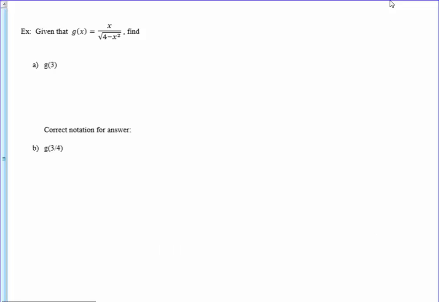Here are some more examples of function evaluation. For the first one, given that g of x equals x divided by square root of 4 minus x squared, find g of 3. So where x is in the original, I will substitute in the 3. I'm using parentheses where the x's were originally, and this one it definitely is necessary because of the square that we have on the bottom.